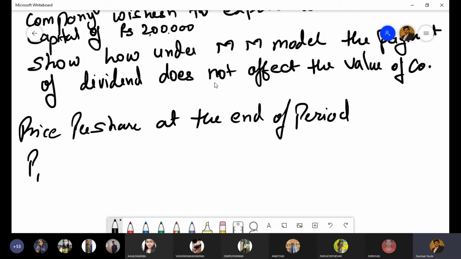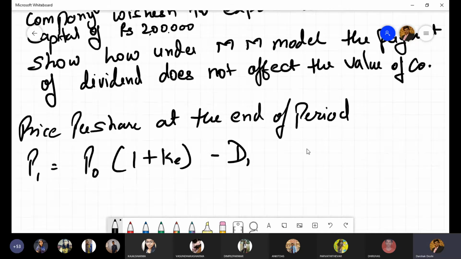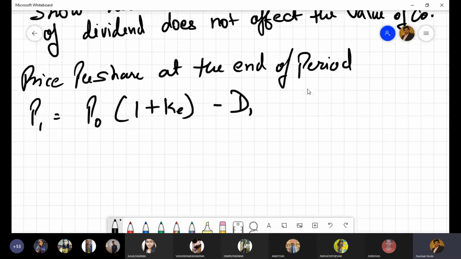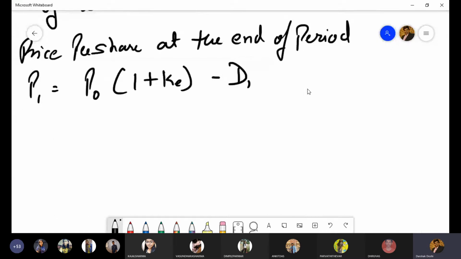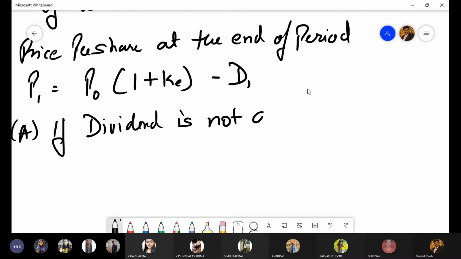Which is P1. P1 is equal to P0, price at the start, times 1 plus KE, minus dividend at the end. We have to take up both the cases, if dividend is declared and if dividend is not declared. So first we take if dividend is not declared.